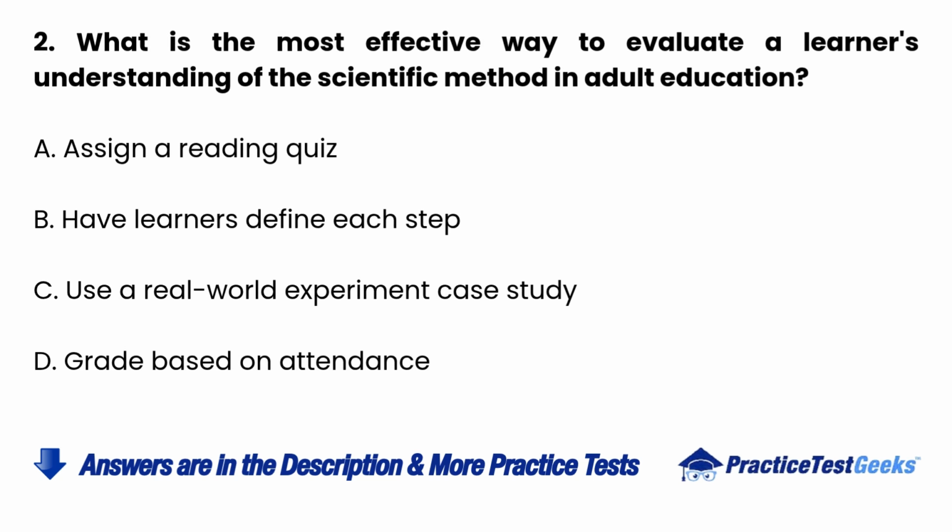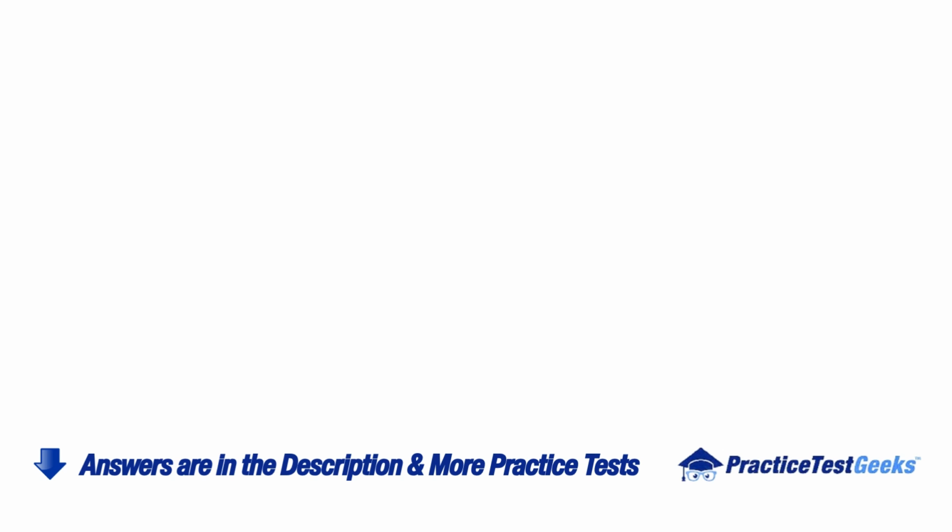2. What is the most effective way to evaluate a learner's understanding of the scientific method in adult education? A. Assign a reading quiz. B. Have learners define each step. C. Use a real-world experiment case study. D. Grade based on attendance.